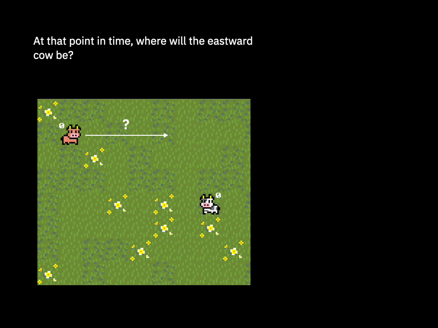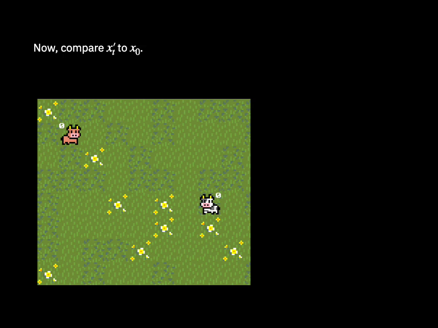Then, the next question we should ask is, by the time our northward cow reaches the eastward cow's y coordinate, where will the eastward cow be? Well, since the time that will have elapsed by then is the difference between the two cows' y coordinates, the x coordinate of the eastward cow will be x prime 0 plus y prime 0 minus y0. And then we simply compare that x coordinate to the x coordinate of our northward cow.